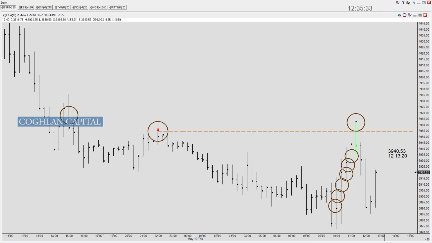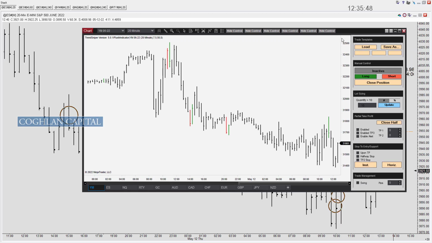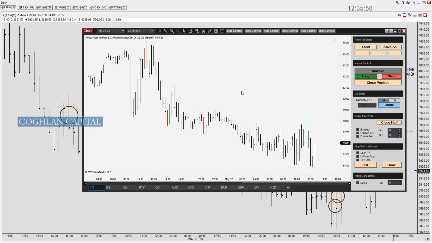So, in fact, let me just see if I've got this on. Oh, no, I don't have it. I have it for Dow. I've automated the display. Let me bring it into view. So this is my Dow chart. I don't use Ensign for trading. I use NinjaTrader for trading.